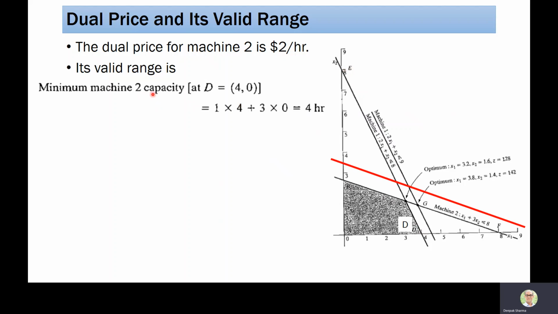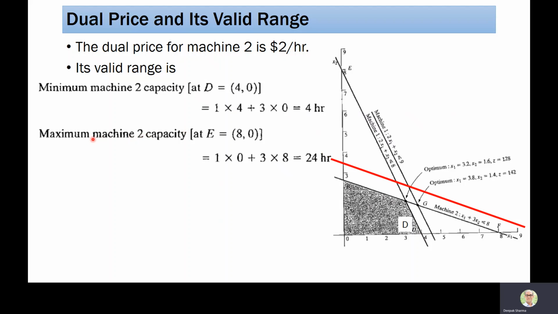So let me take the minimum machine 2 capacity at point D. D is (0, 4). I put this value in the constraint 2 equation and I get 4. Similarly, I can take the maximum machine 2 capacity at point E, which is (8, 0). Put these 8 and 0 into the constraint 2 equation, I get 24. Meaning that the machine 2 capacity will be lying from 4 to 24.